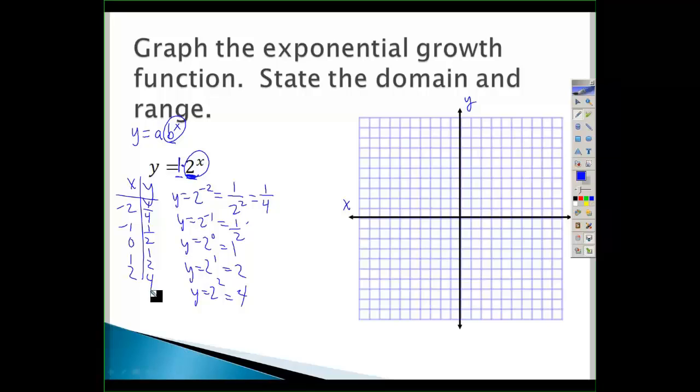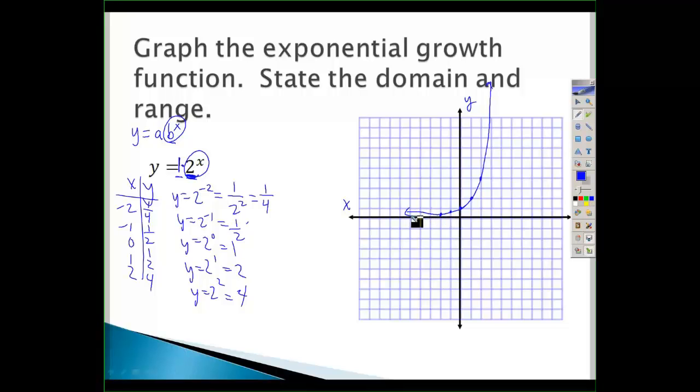I'm going to go over here to my graph. I'm going to plot all the points and make a nice smooth line. -2, 1/4 is a little bit above -2. -1, 1/2. 0, 1. 1, 2. And 2, 4. All right, and so what's going to happen is we're going to connect these with a smooth curve, something like that.